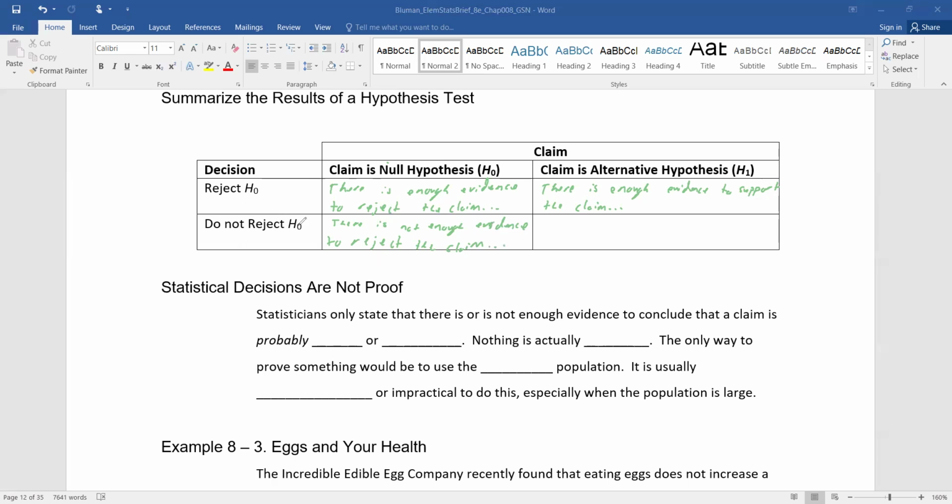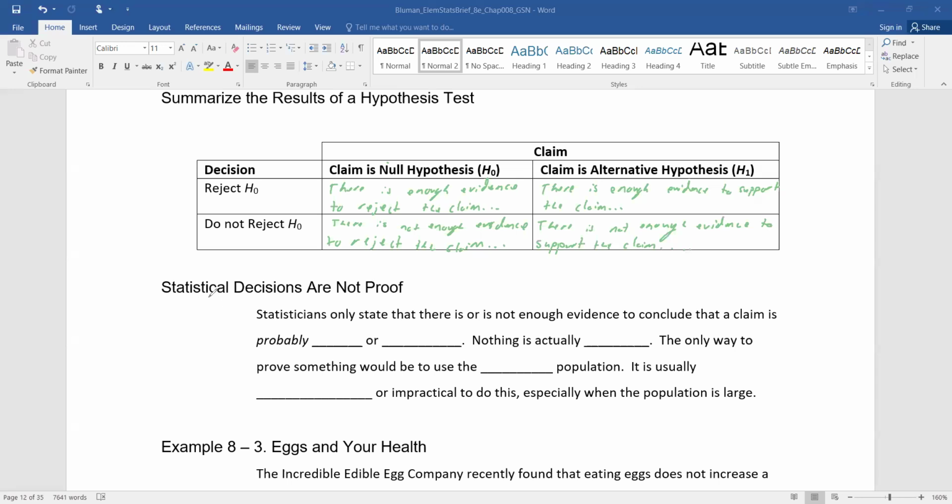If I do not reject the null and the alternative is my claim, and I'm basically stating that the alternative is wrong, then I say there is not enough evidence to support the claim. So again, notice I'm never really going with anything. I'm either saying there's enough evidence to reject it or there's not enough evidence to reject it. But I'm never accepting anything.